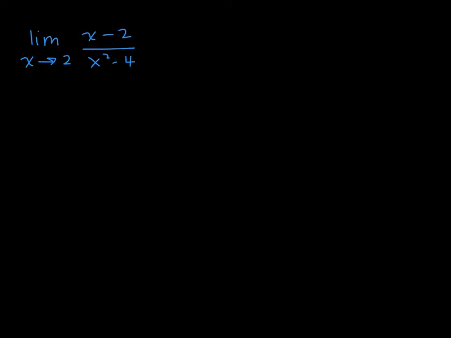Now we have the limit of x minus 2 over x squared minus 4 as x approaches 2. Again, we can't just use direct substitution here because the denominator is 0 at 2. So we're going to use the same strategy as before. We're going to simplify this expression using factorization. So the denominator, again, factors as x plus 2 times x minus 2.